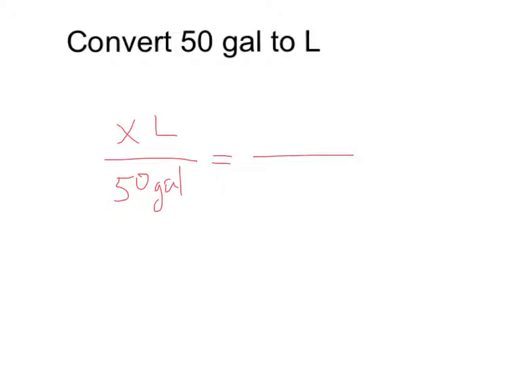Now, what's the relationship between gallons and liters? Well, we can look this up. It's 3.785412 liters is equal to 1 gallon. So that's going to be my conversion factor or my known ratio. And I just have to put those into the correct spots on the known side of my proportion. So let's put the 3.785412 liters on the top, and we'll put the 1 gallon on the bottom.